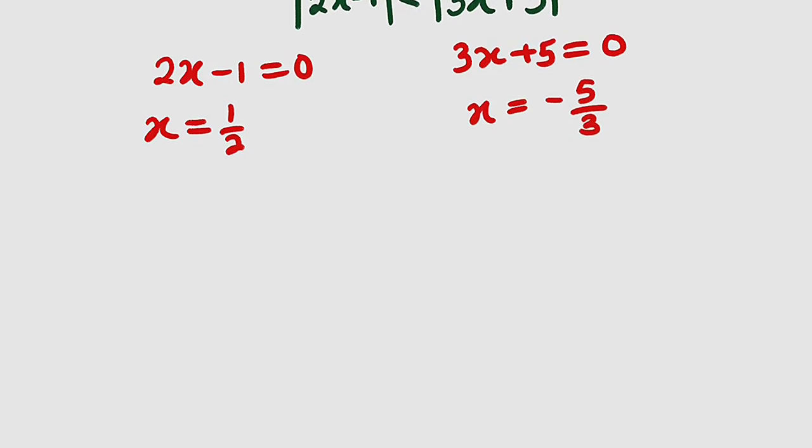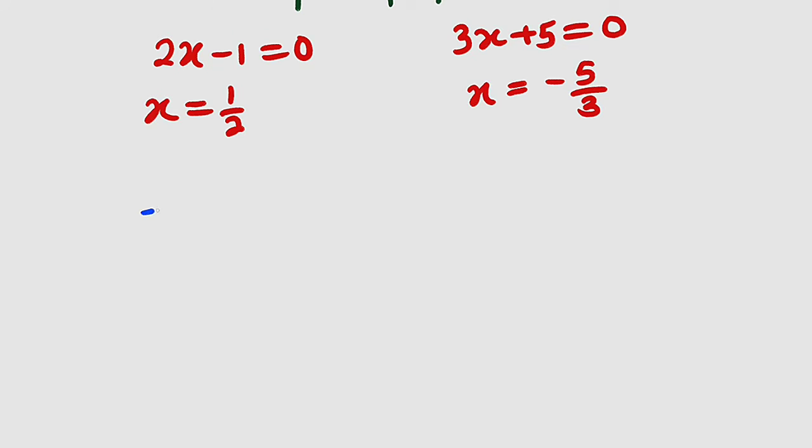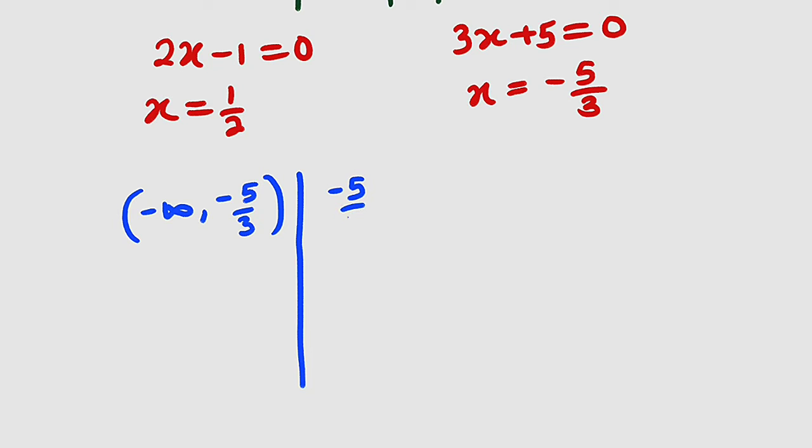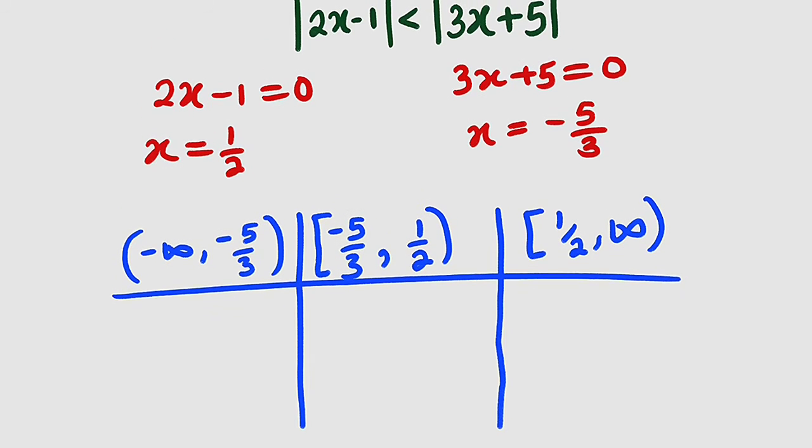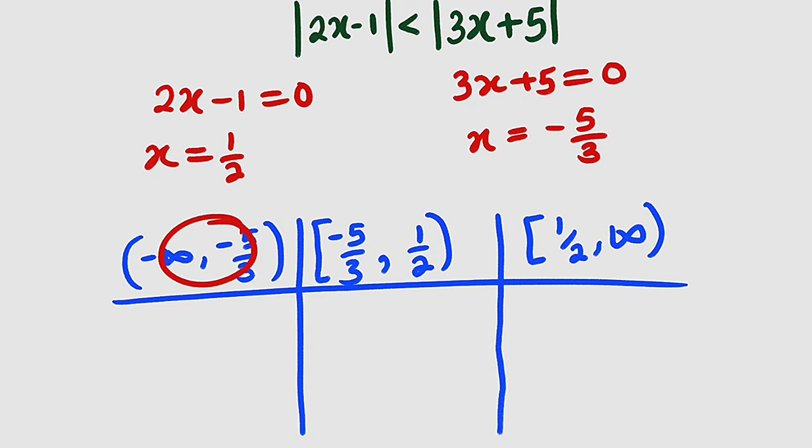Let us create three intervals. The first one would be from negative infinity way down to negative 5 over 3, excluding that. Then we have negative 5 over 3 inclusive way down to 1 over 2 exclusive. Then the last interval will be from 1 over 2 up to positive infinity. Next, we are going to test some values of x within these intervals.